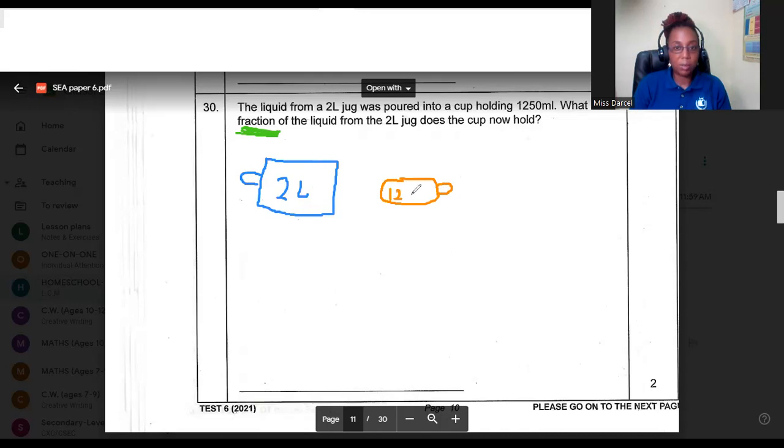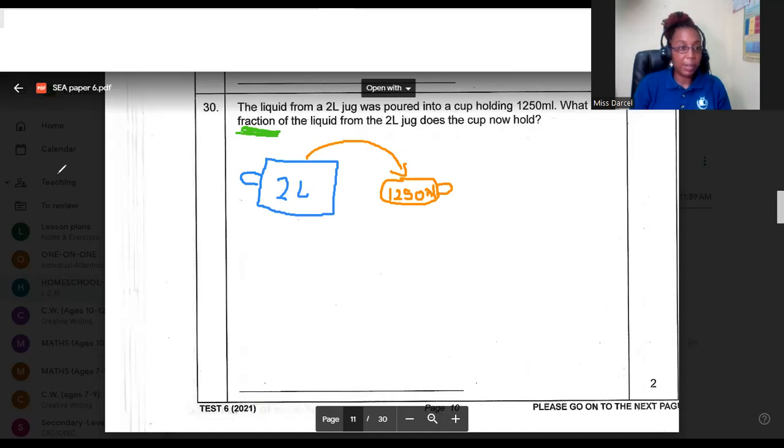Holding 1250 ml. Then that's ml there. All right, so this was poured into this. So obviously we know that all of that from the jug cannot fit in there. So there's going to be some. So we need to figure out what fraction of liquid from the 2-liter jug does the cup now hold.